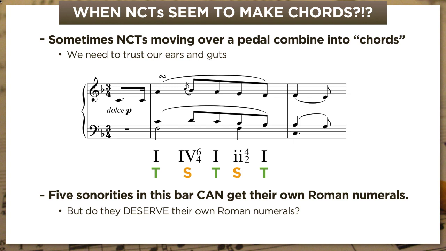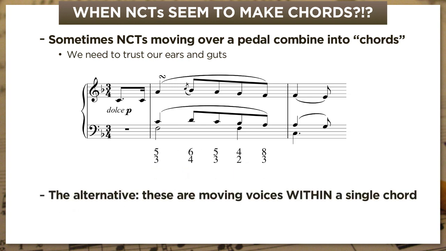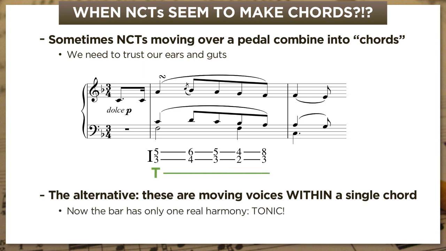Because now we have an alternate way of looking at it. What if those upper parts are just moving voices within a single chord over that stationary bass note? What if we just put 1 Roman numeral here, a 1, and then tracked all the other voices with figured bass and horizontal lines? In this interpretation, there's only one real harmony here, tonic, until the bass moves on the next downbeat. And any notes that aren't part of the tonic, I'm looking at B flat, D, and G, those are just non-chord tones.